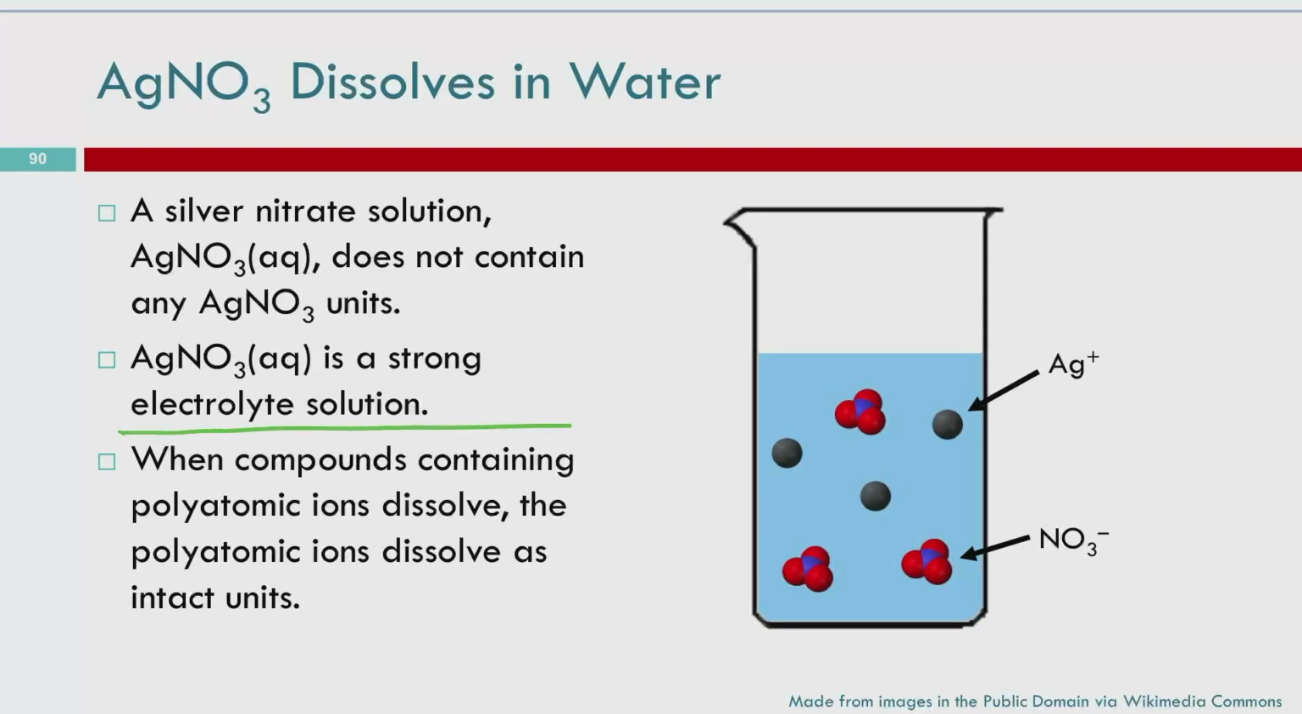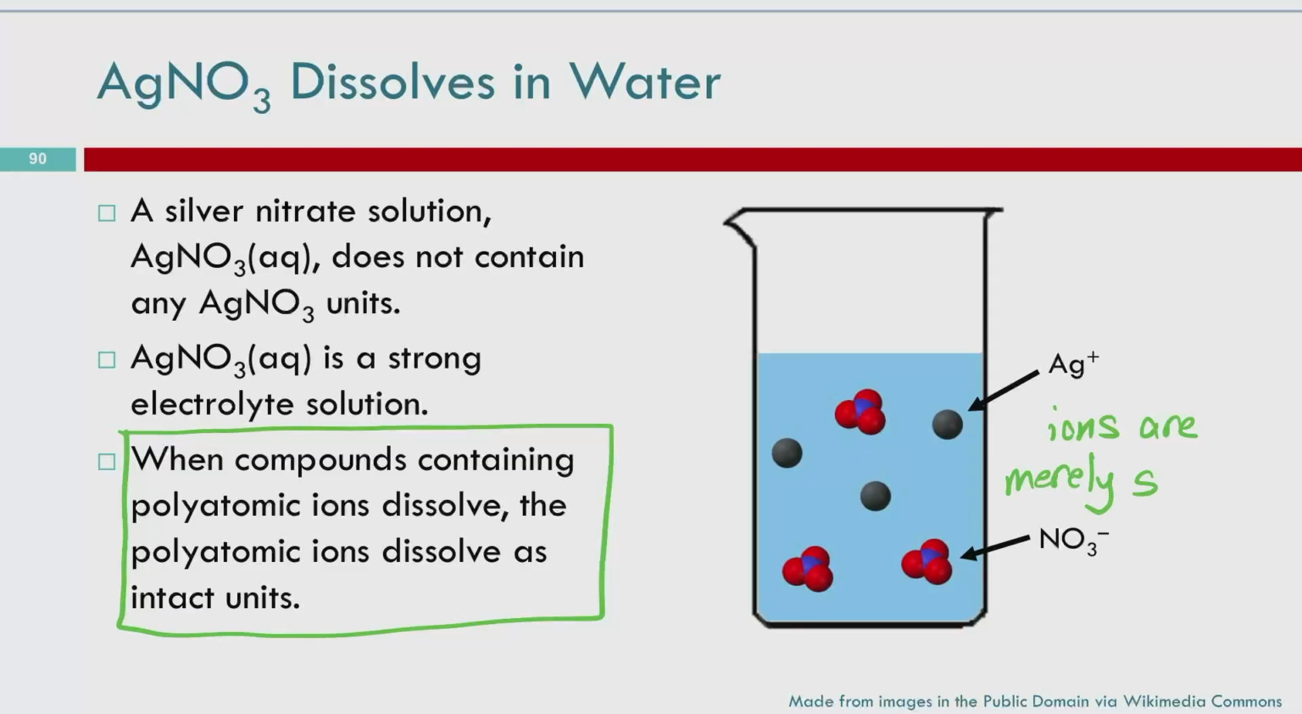And a key point here: when compounds containing polyatomic ions dissolve, the polyatomic ions stay as intact units. So our Ag+ pops off because it's a strong electrolyte solution, and our NO3-, our nitrate, stays intact as NO3- units. It doesn't break down into nitrogen and oxygen. We're just pulling apart the ions, we're not destroying the ions. So the ions are merely separated from each other.